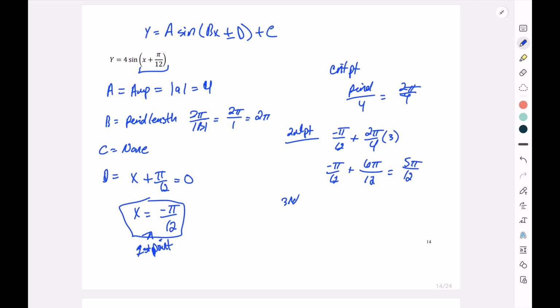Our third point, we can do 5 pi over 12 plus 6 pi over 12, and we will get 11 pi over 12. Our fourth point will be 17 pi over 12, and our fifth point will be 23 pi over 12.